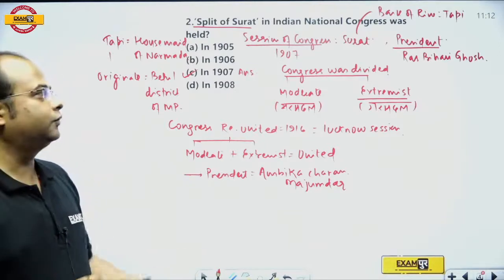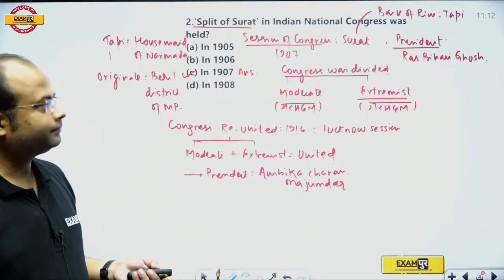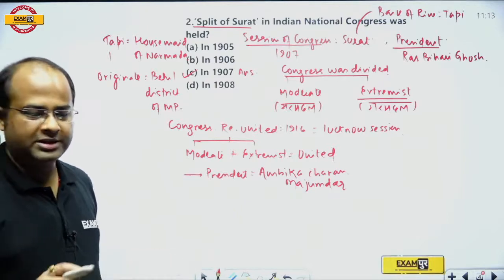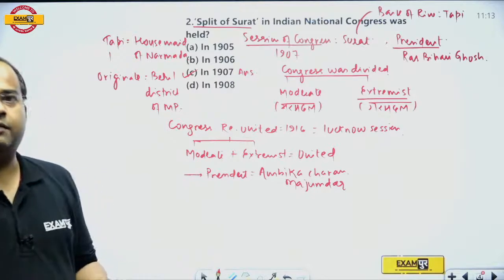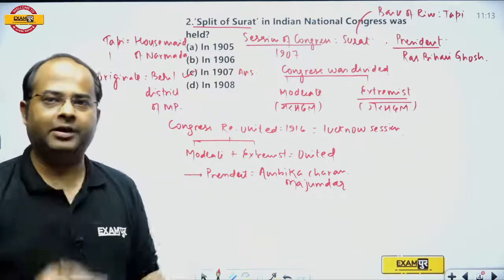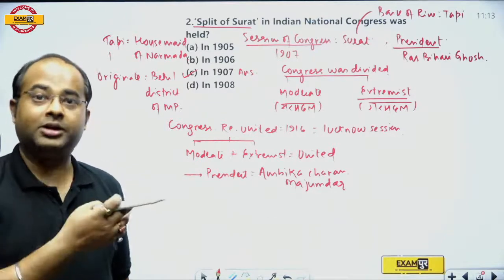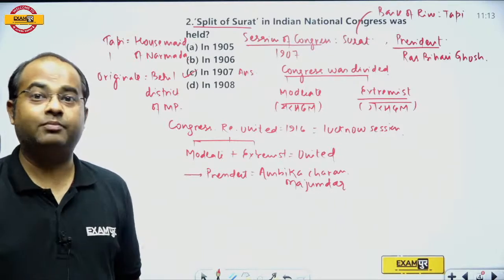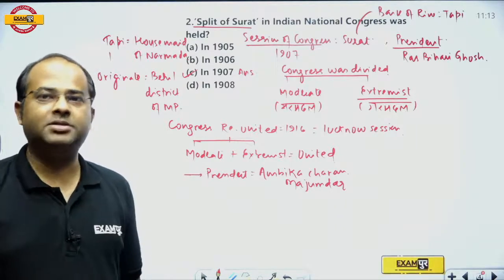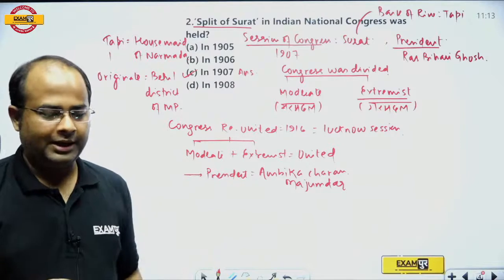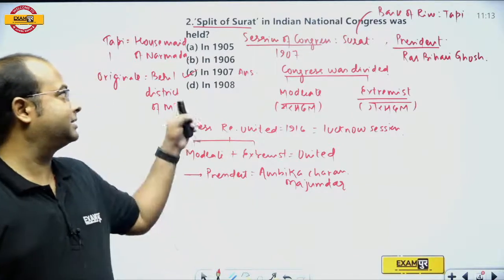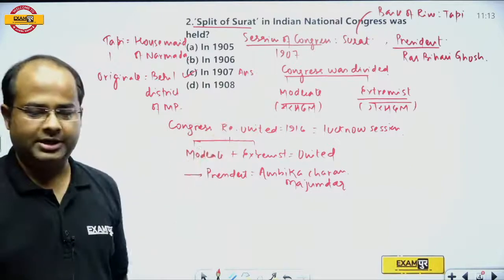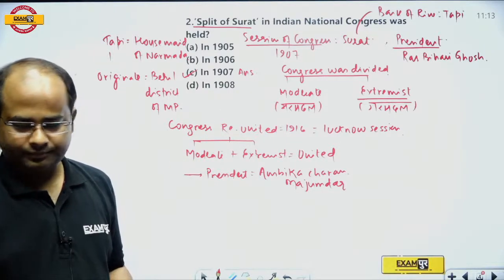Now, guys, let's move to the next question. I hope this much explanation is well enough for your question. This explanation includes history, plus it includes geography. And Surat is called Diamond City because cutting and polishing of diamonds happens in Surat. Therefore, guys, the correct answer will be option C, that is 1907.